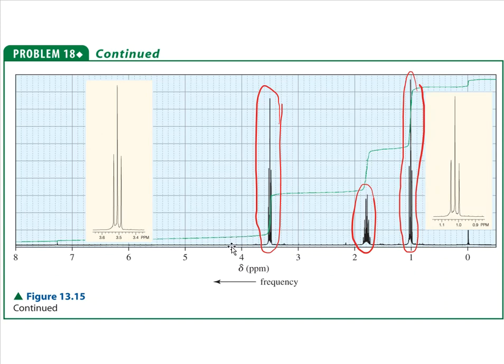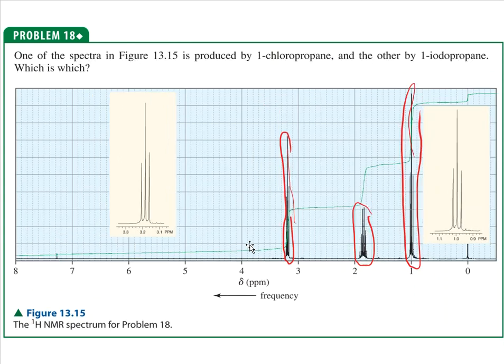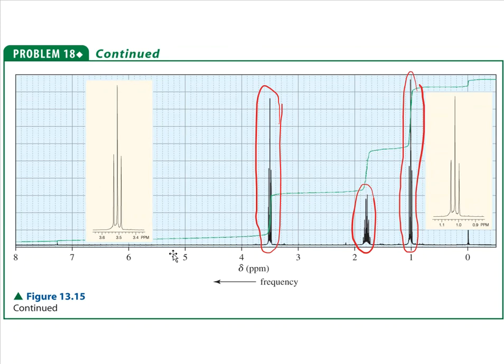So it looks like a lot of this is almost identical, right? Especially with the first 2 signals. They look very similar to each other. And it looks like the major difference here is this third signal that's more up or downfield. It's more downfield versus the other signals. All right, so this 3.2-ish versus this 3.5-ish.